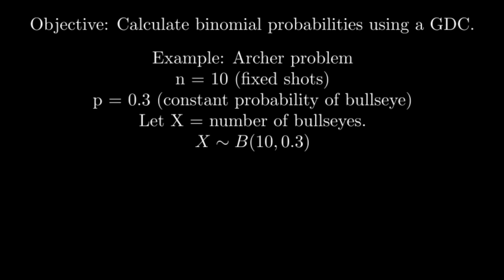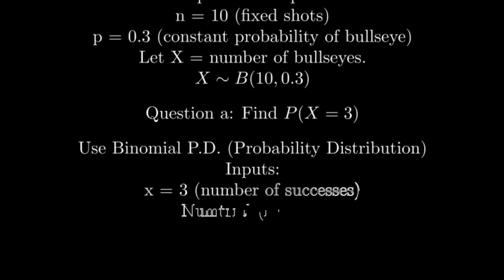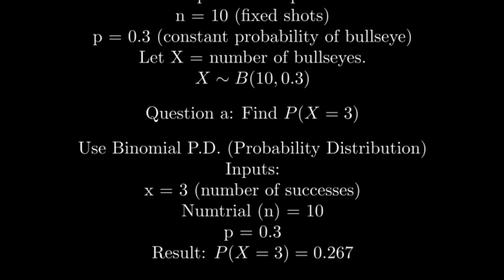Now, let's ask a question. What is the probability that the archer hits exactly 3 bullseyes? We are looking for the probability that our random variable X is equal to exactly 3. For this, we use the binomial probability distribution function on our calculators, often abbreviated as binomial PD or binom PDF. This function calculates the probability for a single value. We input our variables, x equals 3, the number of trials n is 10, and the probability p is 0.3. The calculator gives us the result, which is approximately 0.267. So there's about a 26.7% chance of her hitting exactly 3 bullseyes.